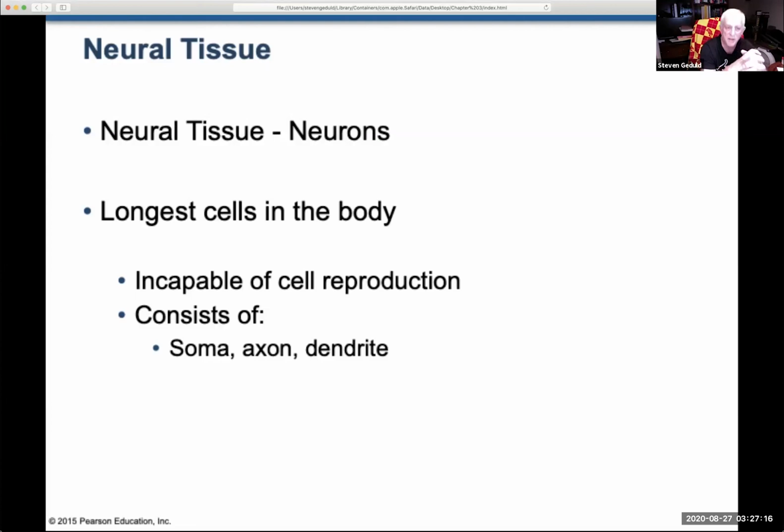Just like cardiac muscle, they never regenerate. So every damage that's going to a cardiac muscle, okay, gets cumulative. It never goes back. It's just additive to it. So again, neural tissue, the neurons, not the neuroglial cells, but the neurons are incapable of cell reproduction.